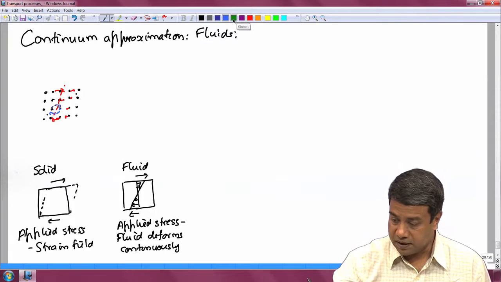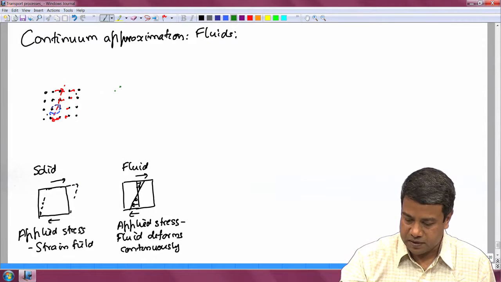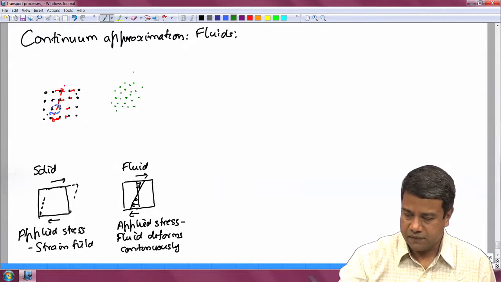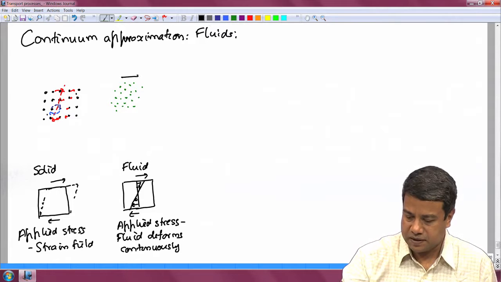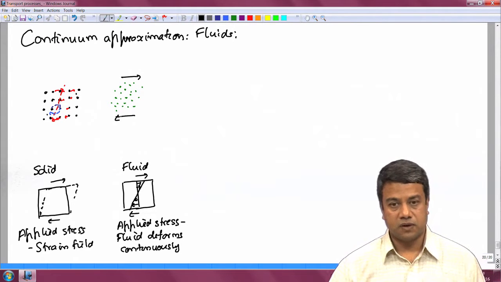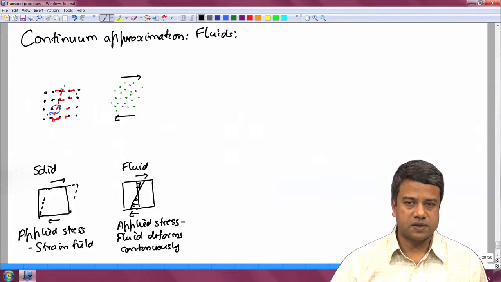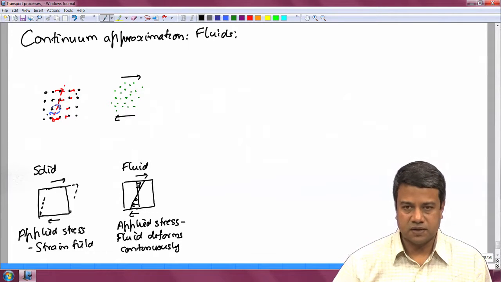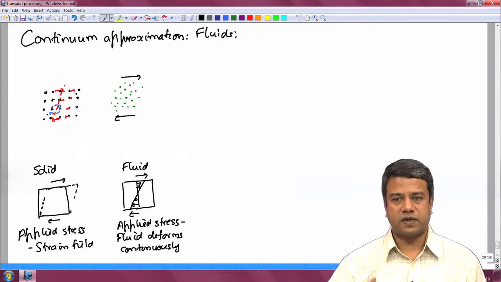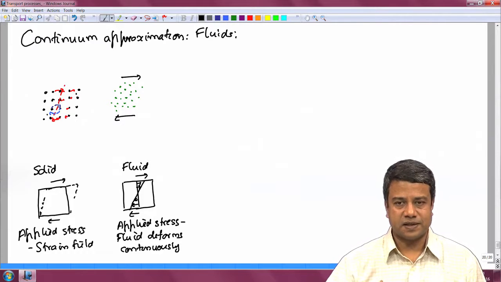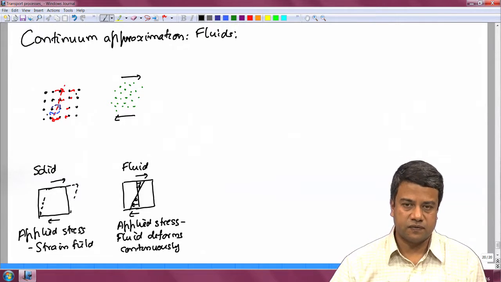In fluids, on the other hand, the molecules do not have equilibrium positions, and therefore, they are free to move about in any direction. And therefore, in a fluid, if you apply a stress, the molecules will move continuously in response to that stress. They do not have equilibrium positions, and because of that, the molecules move in such a way as to accommodate that stress and thereby generate a fluid flow.